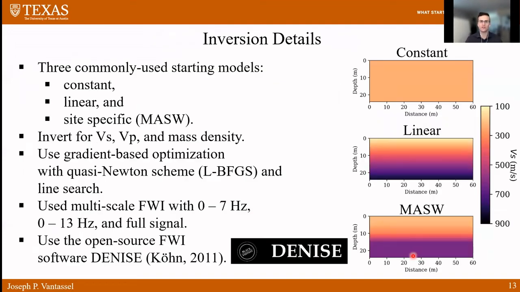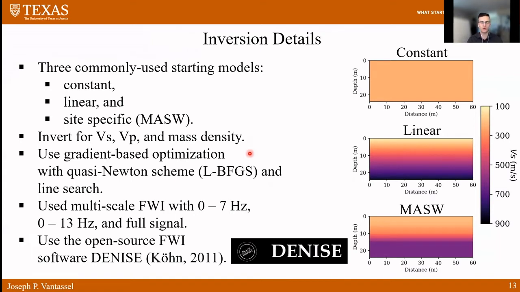So now we go on to the inversion details. As I mentioned, we're looking at the effect of different starting models on the full waveform inversion. The three that we're looking at are the constant, the linear, and the MASW. That's what's shown here on the right in terms of their shear wave velocity, VS. And the goal here, of course, is to invert for all three elastic properties: VS, VP, and mass density.